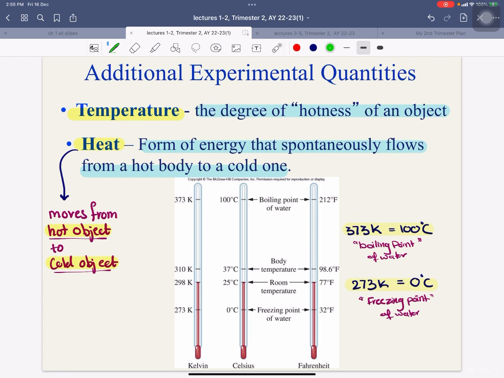Okay, after that we have additional experimental quantities. We're going to talk more about temperature and heat. So what is temperature? Temperature is the degree of hotness of an object. Degree of hotness means the heat of the thing, the degree of its hotness.